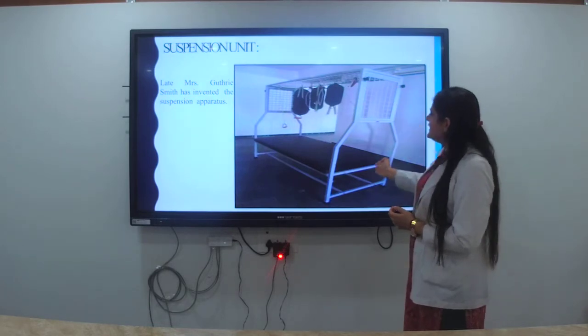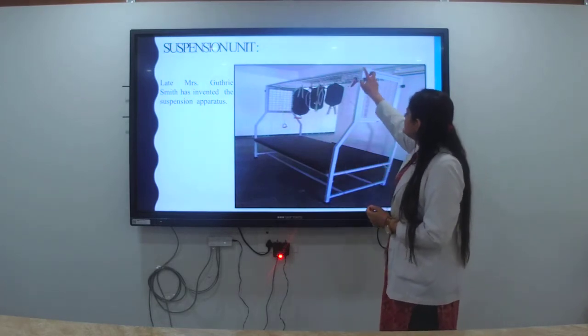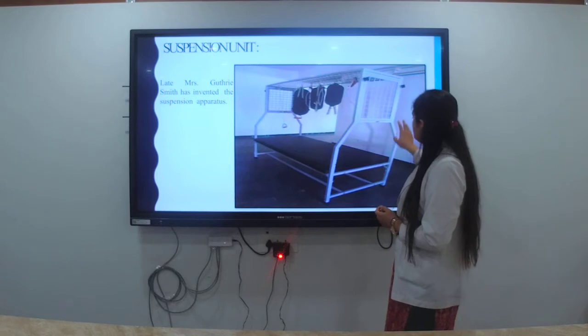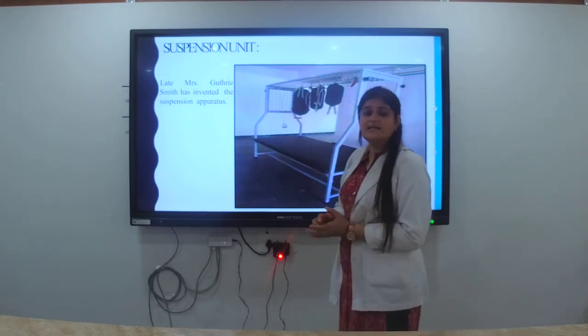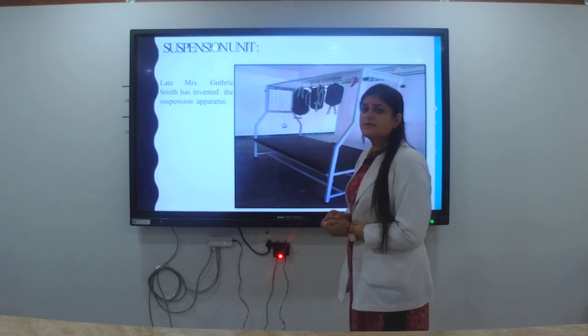Now this is the suspension therapy unit. As you can see, this entire unit was invented by late Mrs. Guthrie Smith. As I said, she was in charge of the British Depot Hospital.